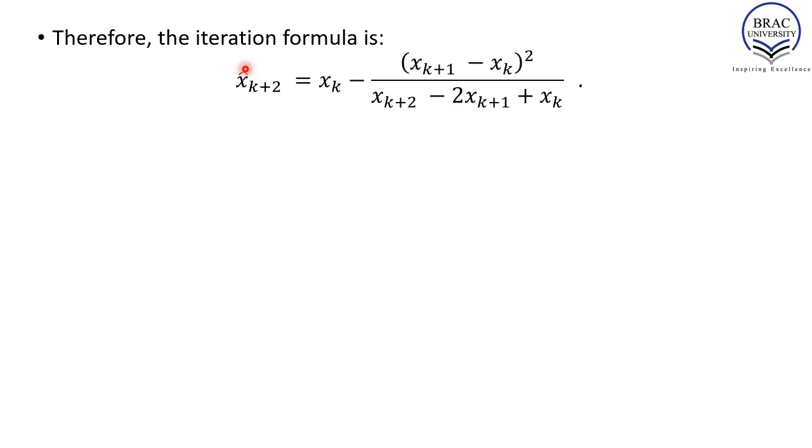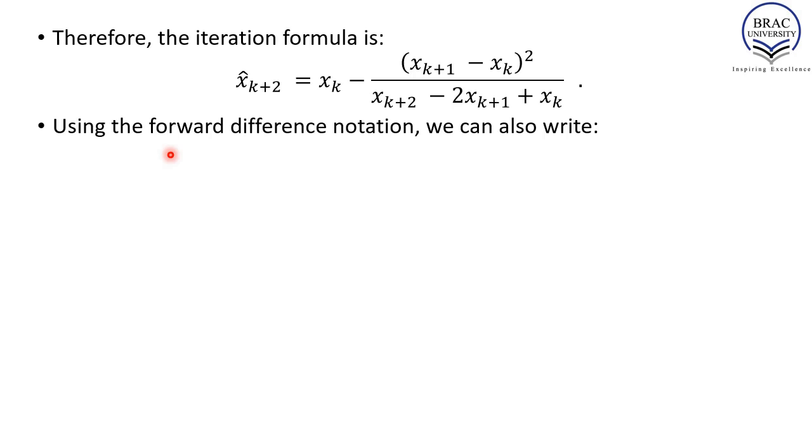Hat is a new symbol we use, and to compute this value x k plus 2 hat we need three points: x k, x k plus 1 and x k plus 2. We need these three points and then find the new point x k plus 2 hat. We call this the accelerated value because, as you are going to see, the value from the hatted quantity gives you less error than the unhatted quantity.